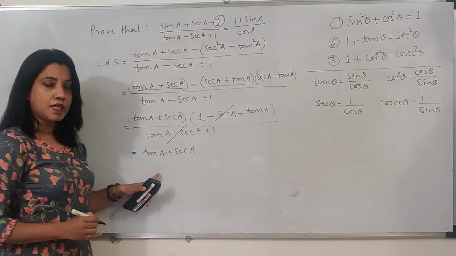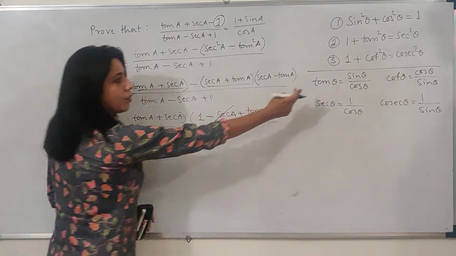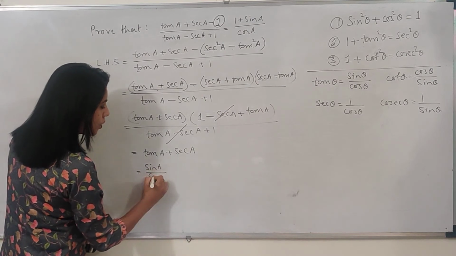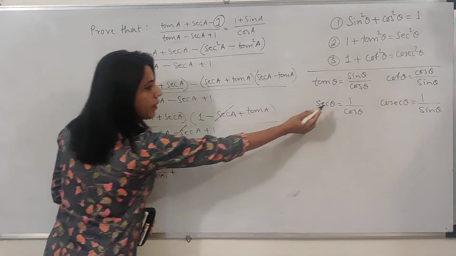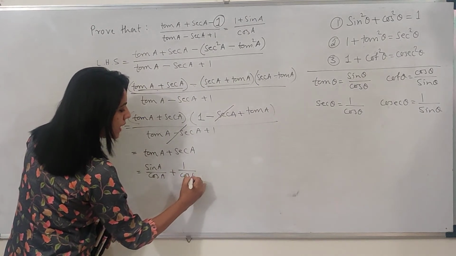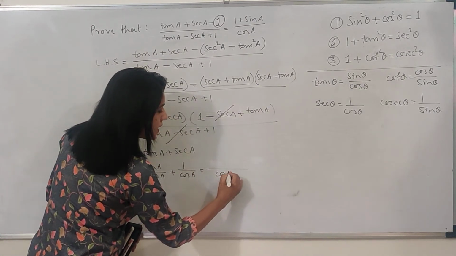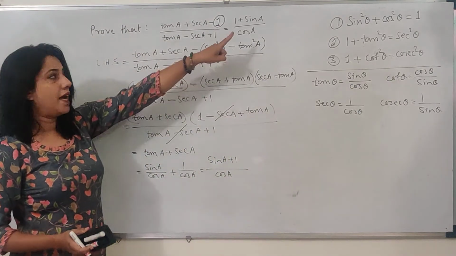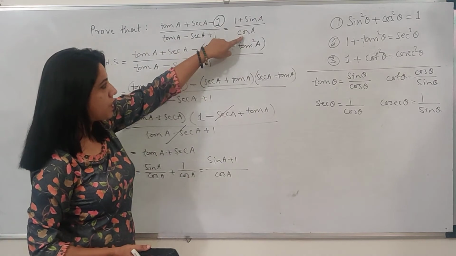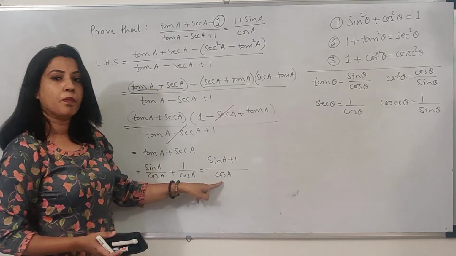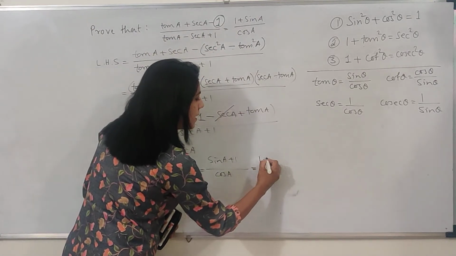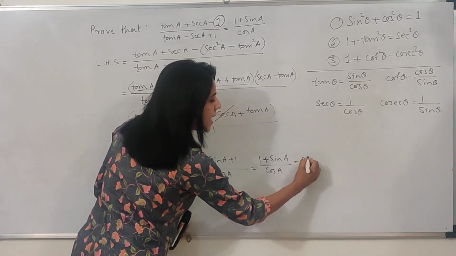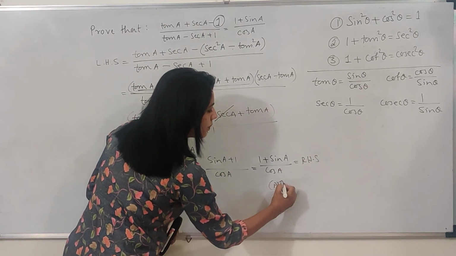Now we are going to resolve this into sin and cos. Tan A is equal to, we can see here, sin A upon cos A. So we are going to write sin A upon cos A, and sec A we can write 1 upon cos A. So the LCM is cos A here. We are getting sin A plus 1 upon cos A. Now look at your right hand side. It is 1 plus sin A upon cos A. We already got it. Sin A plus 1 upon cos A. We are just going to write it in this manner, the way it is given in the right hand side. So we got our right hand side and the sum is proved.